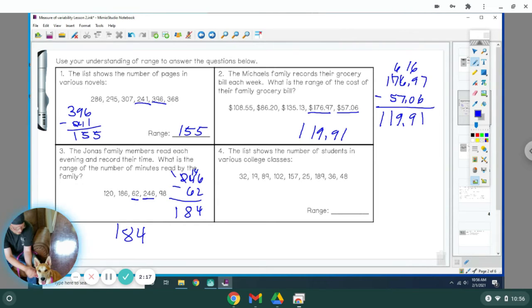Number 4, the list shows the number of students in various college classes. So we're going to find the smallest, which is 19, and the largest, which is 189. And we're going to find the difference. So it's 170.